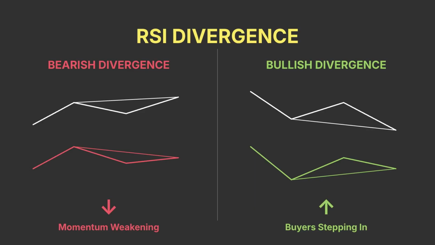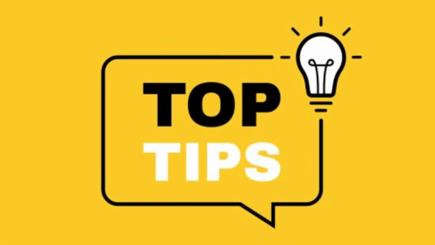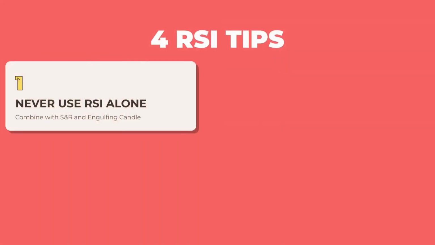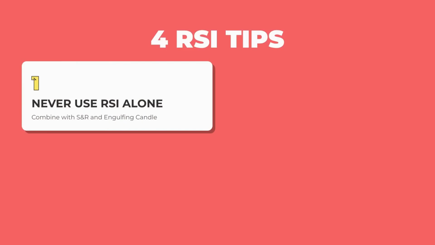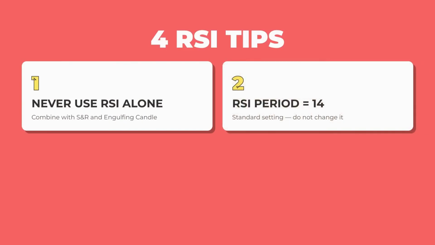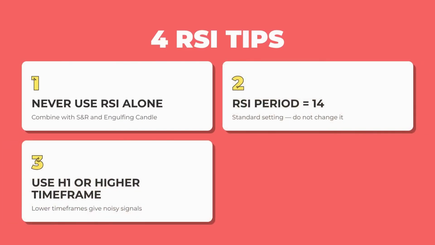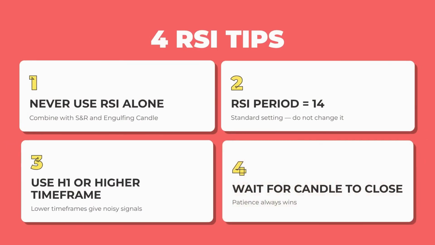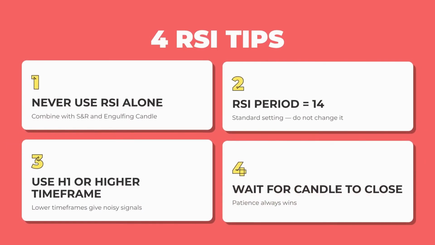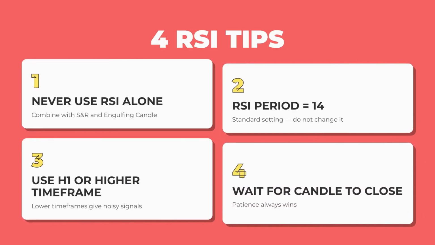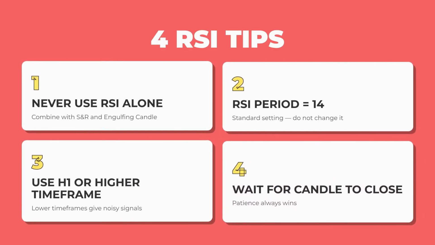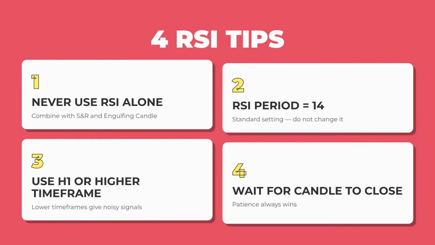Before I wrap up, let me give you 4 practical tips for using Relative Strength Index correctly. Tip 1. Never use RSI alone. RSI is a confirmation tool, not a trading system. Always combine it with support and resistance and your engulfing candle. Tip 2. The standard Relative Strength Index setting is 14 periods. This is what I use. Do not change it until you fully understand what you are doing.